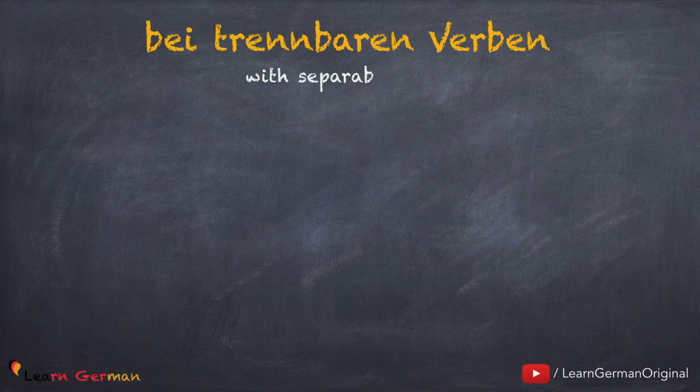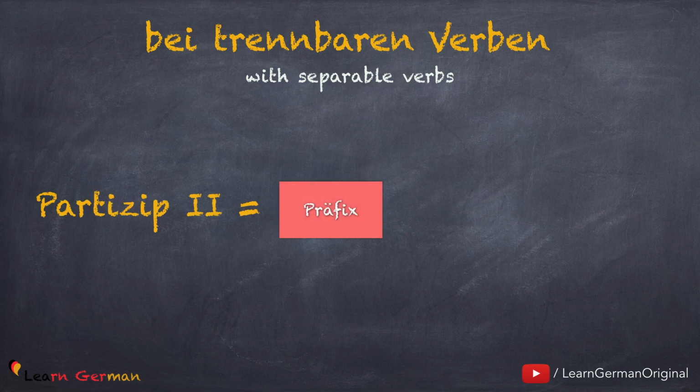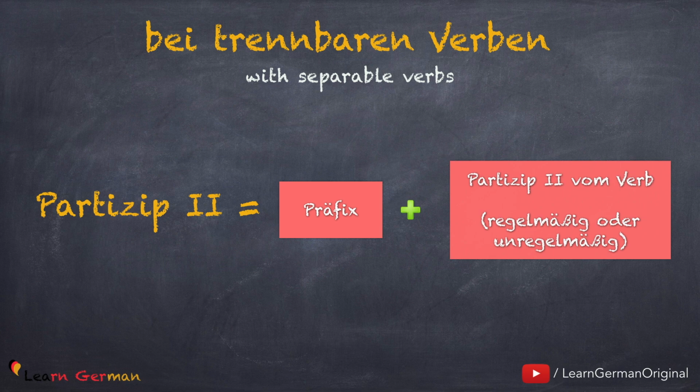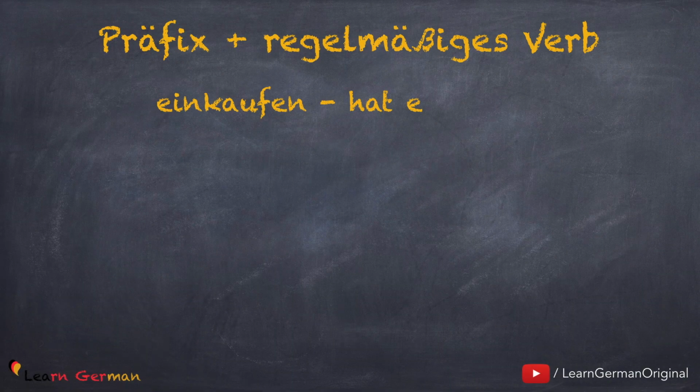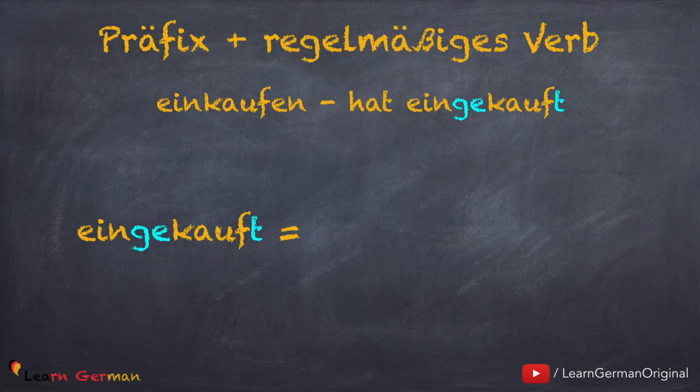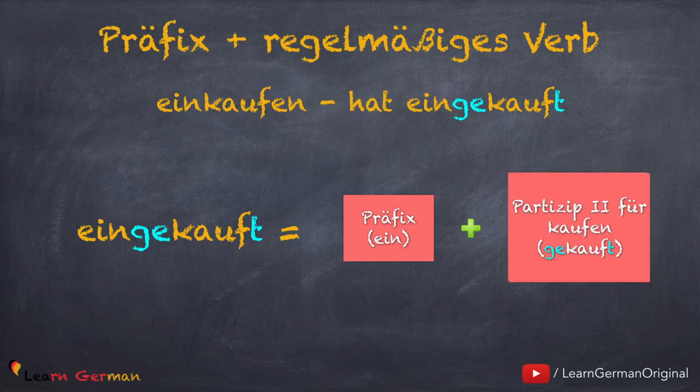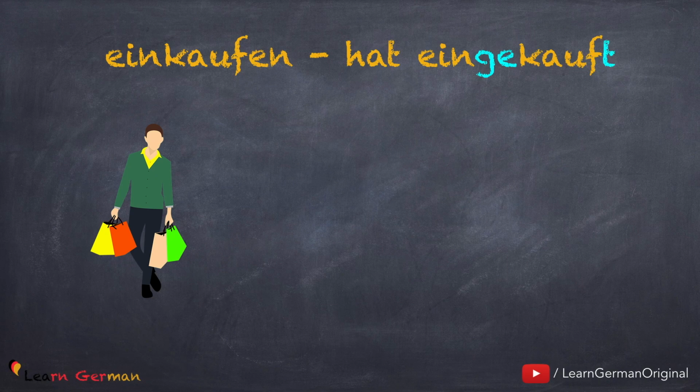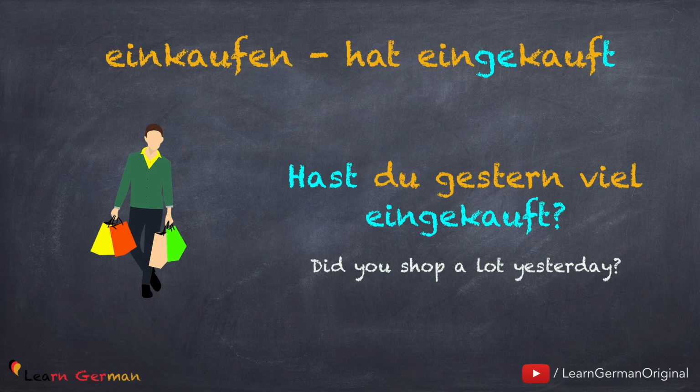The next case is bei trennbaren Verben. Here the Partizip II takes first the prefix of the verb, then the Partizip II of the verb, which could be regelmäßig oder unregelmäßig. Here's an example for prefix and regelmäßiges Verb. Einkaufen, hat eingekauft. As we just discussed, the Partizip II takes the prefix ein plus Partizip II for kaufen, gekauft. And here's how you would use it. Hast du gestern viel eingekauft?